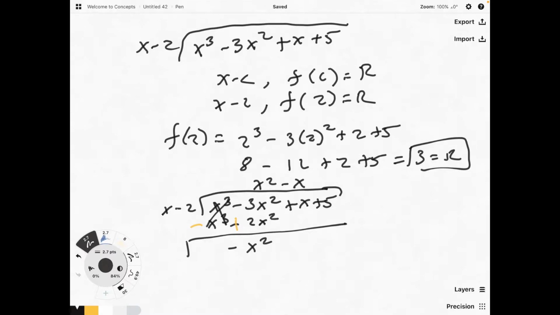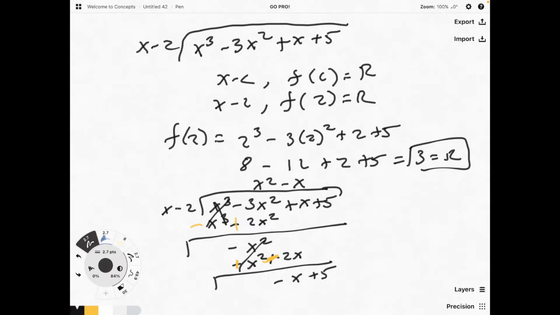Negative x times x is going to give us a negative x squared plus 2x, and then what we're going to do is subtract these. That's going to cross that out. That's going to leave us with x minus 2x is a negative x plus 5.